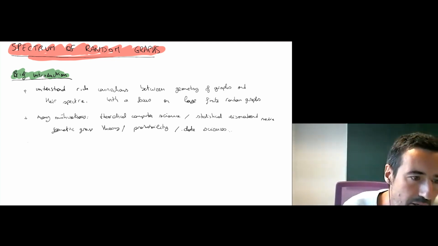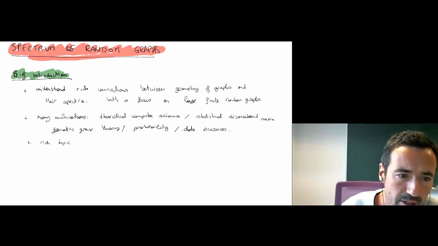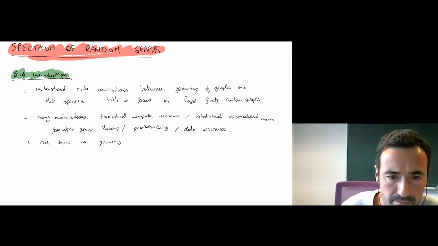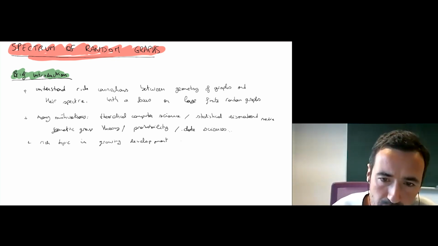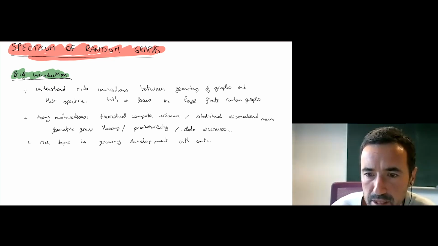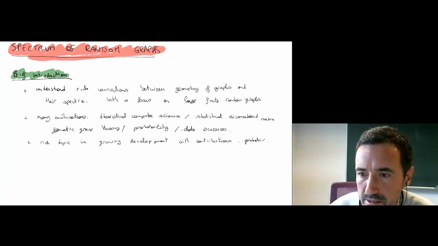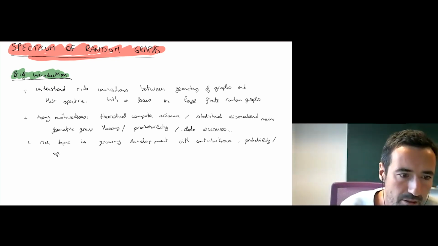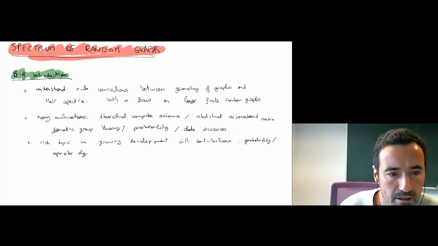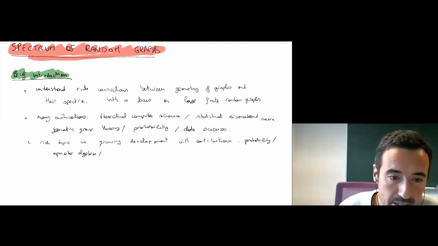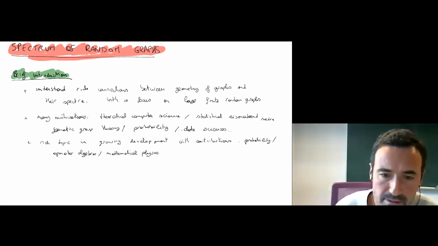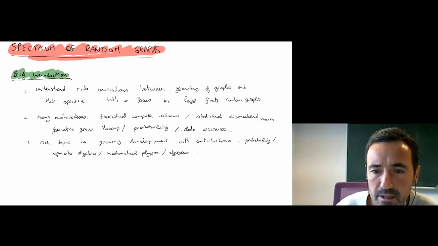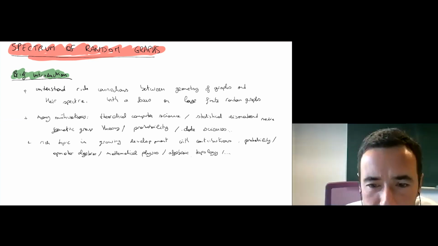So this is a rich topic in growing development. The contributions to this topic have been numerous and in various fields of math. Some of them were on the probability theory side. Some of them were coming from operator algebra. Others came from mathematical ideas from mathematical physics. Others came from algebraic topology. And the list is probably even longer than that.